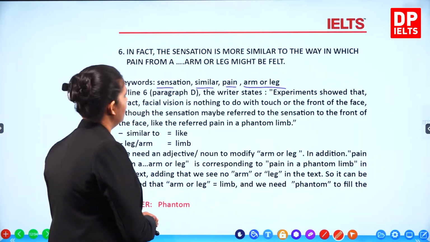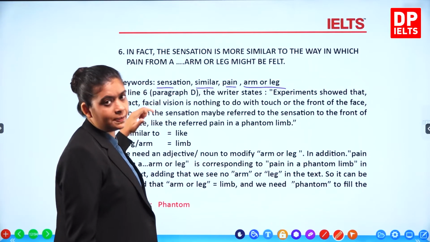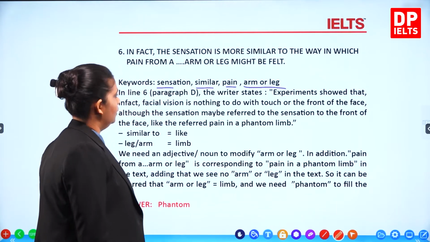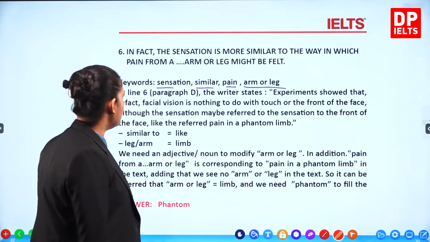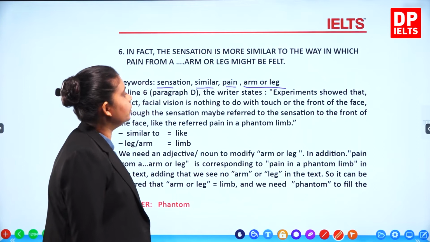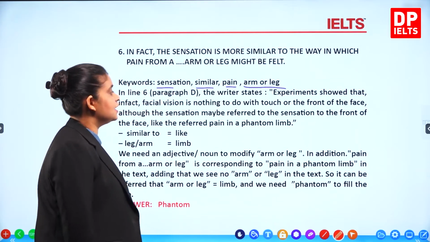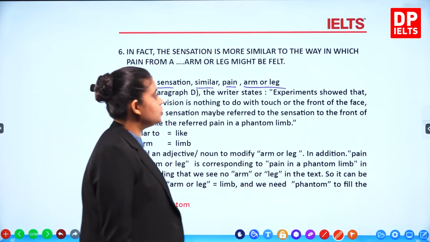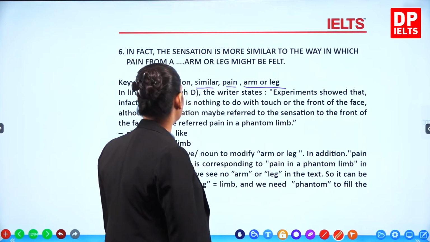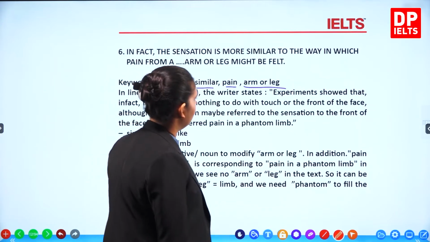Okay. So in line 6, go to that specific line when I'm telling you, paragraph D. The writer states, experiments show that in fact facial vision is nothing to do with touch or the front of the face, although the sensation may be referred to the sensation in the front of the face, right? Like the referred pain in a phantom limb, okay?